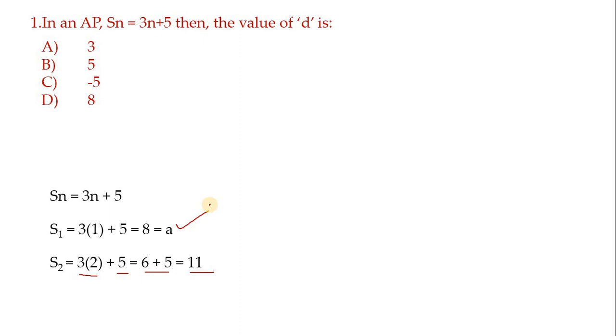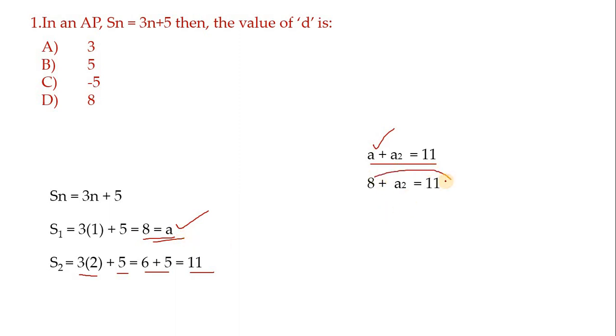So S2 means, you should not confuse: S2 is not the value of A2. S2 is the sum of the first term and second term. Hence, S2 we can write as A plus A2 equals 11. Now the A value we have found here, that is 8. So substitute in that place.